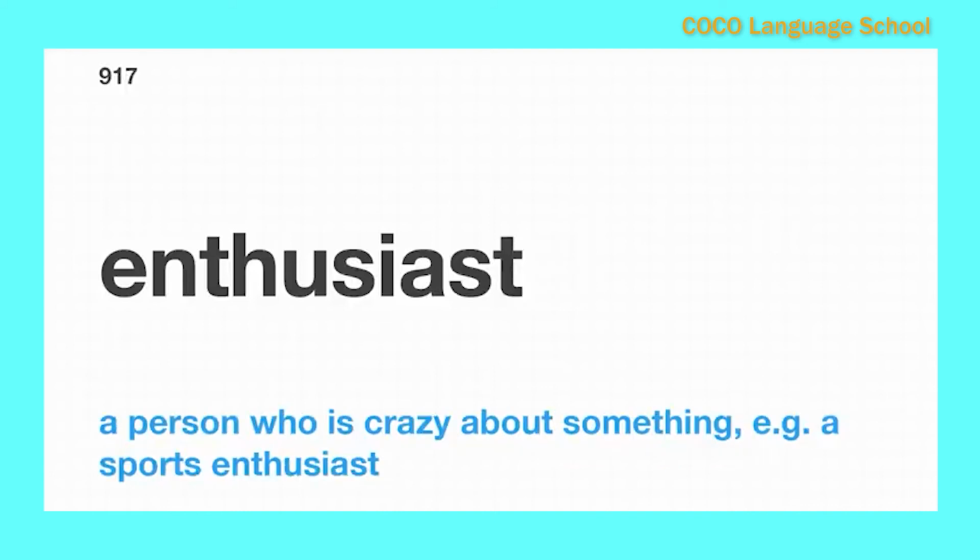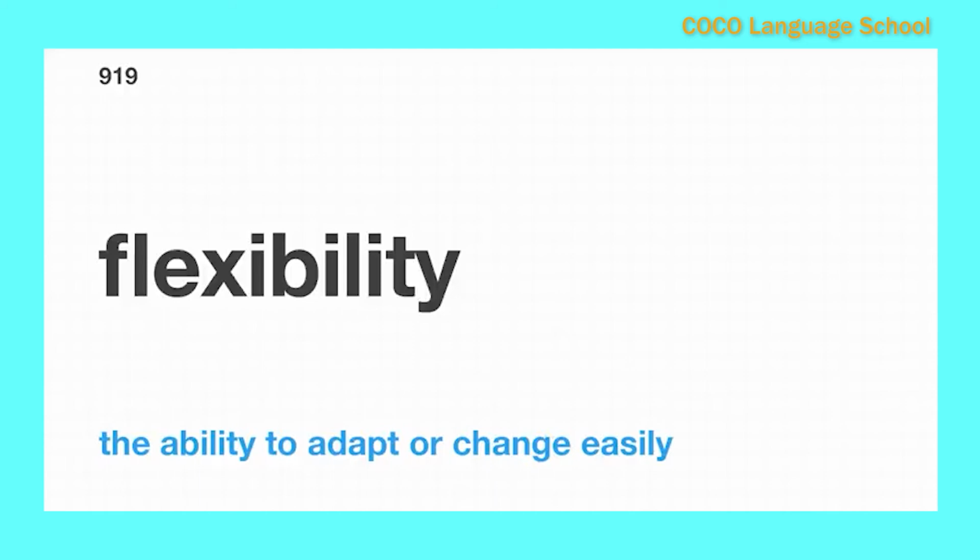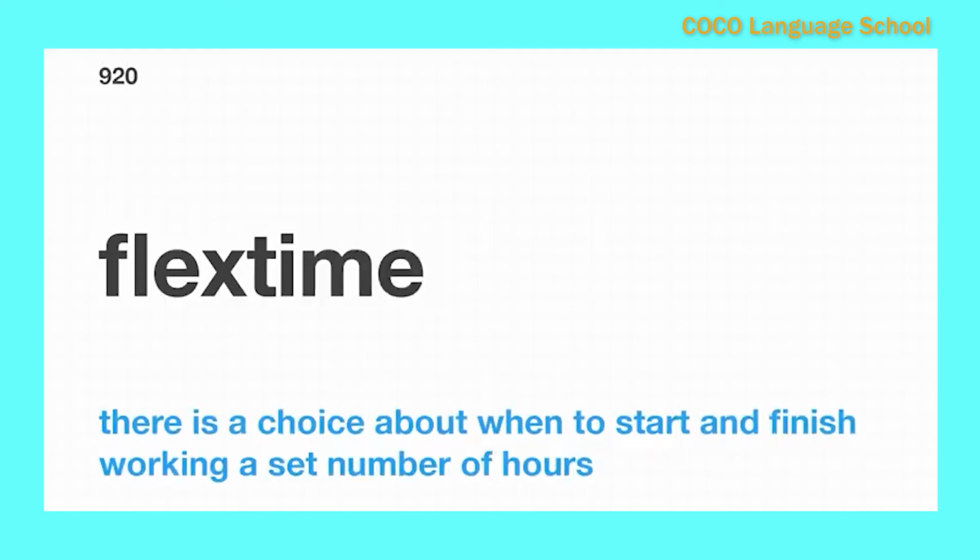A person who is crazy about something, for example a sports enthusiast. Enthusiast. To be clear or obvious. Evident. The ability to adapt or change easily. Flexibility. There is a choice about when to start and finish working a set number of hours. Flex time.